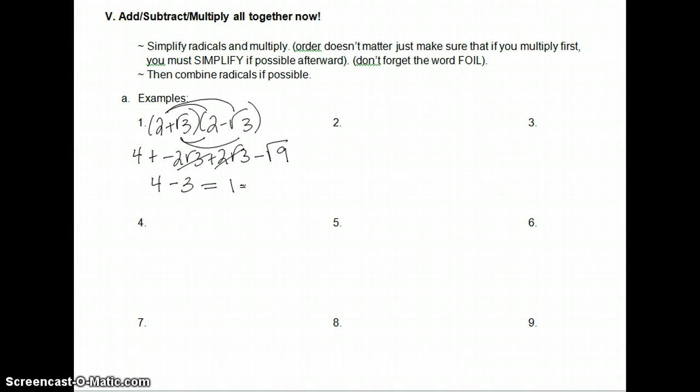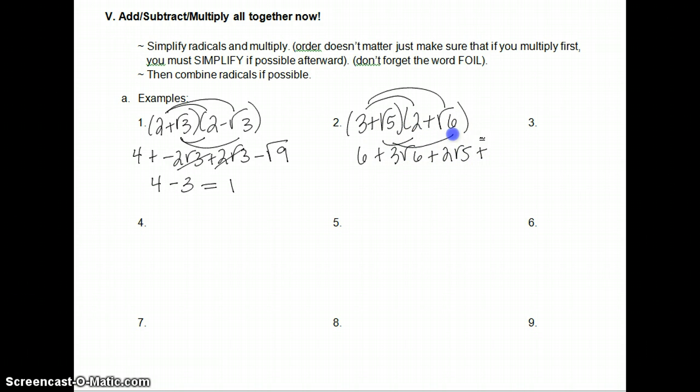Alright, let's take a look at number 2. We have 3 plus root 5 times 2 plus root 6. So let's multiply this out. 3 times 2 is 6, plus 3 root 6, plus 2 root 5, plus root 30. Remember that in order to add radicals, the radicand, or otherwise what's known as underneath the radical, must be exactly the same. And notice that we have root 6, root 5, and root 30, none of which can be simplified any further. Therefore, our problem is done.